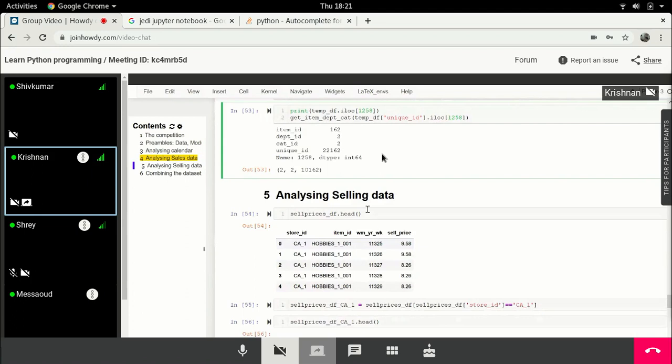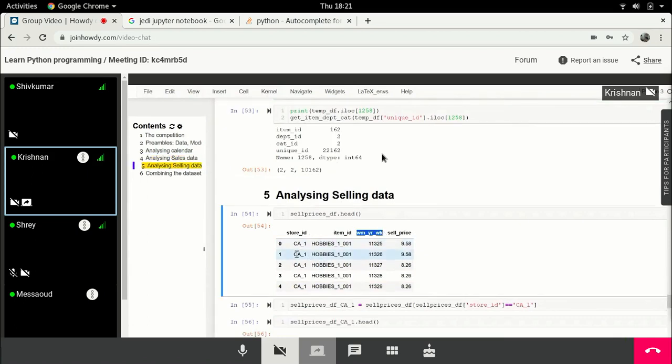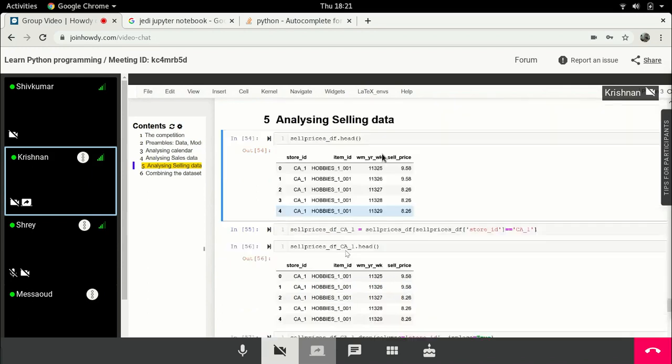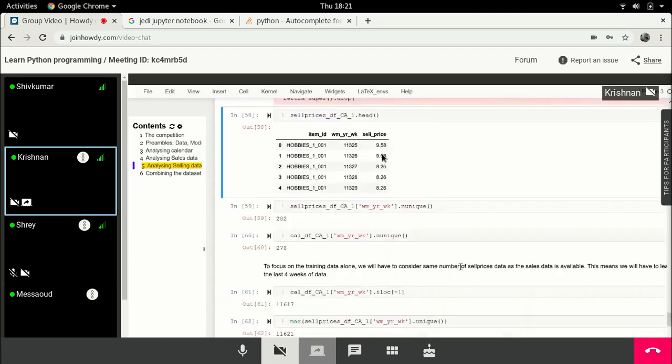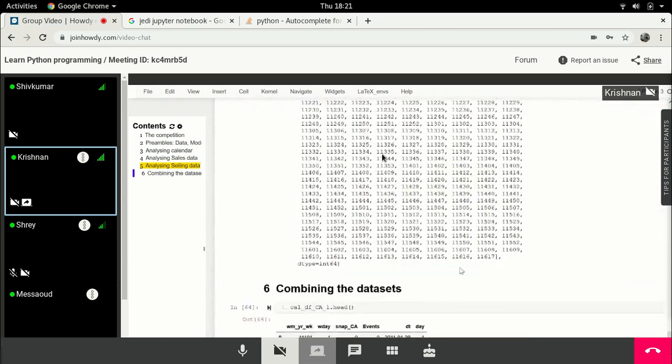So the selling prices data I was analyzing. In selling prices, we have it over a week, so it's very simple to do. We only focus on the store ID, and you have the sell price, the week, and the item ID. That's it.